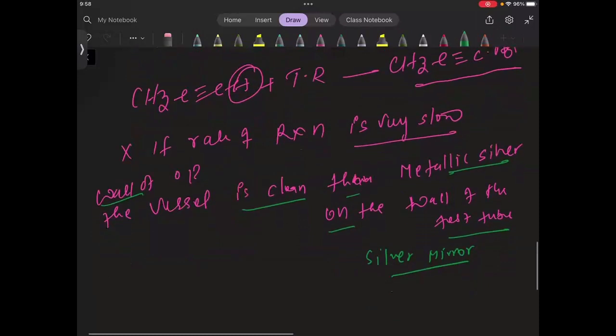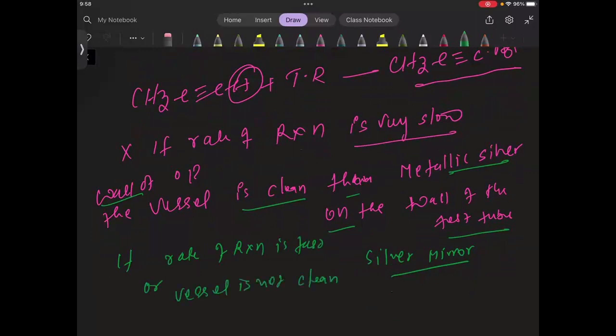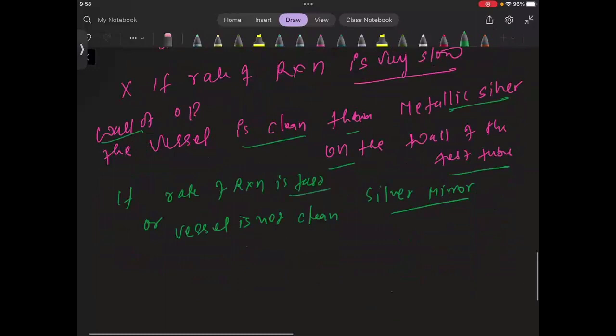If the wall of the vessel is not clean, then you will get a gray to black precipitate. Okay, understood? If the rate of reaction is fast or the vessel is not clean, then you will get a gray to black precipitate.